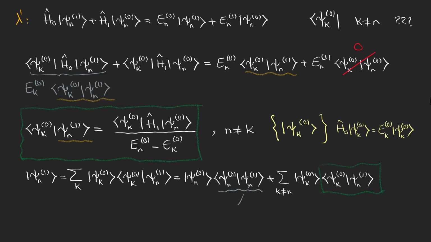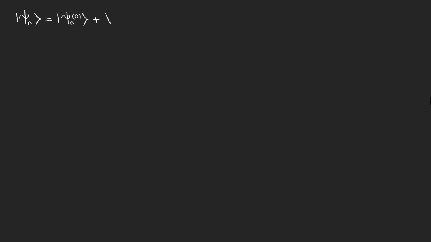What about this one, for which k is equal to n? How can we calculate this? To do so, we need to start from this expression. This is the eigenstate we are trying to estimate, and we show the different orders of correction using some bookkeeping coefficient called lambda. The inner product of this eigenket with itself must be 1.